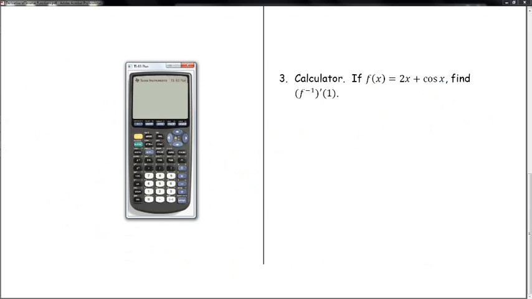Number 3, we're going to be using our calculator. If f of x is equal to 2x plus cosine x, find the derivative of the inverse function of f at 1. So again, when we're talking about the x and y coordinates, if we're talking about the inverse of f being 1, that means I have some sort of (x, 1). So I need to figure out what is my x so I can plug that into my derivative.